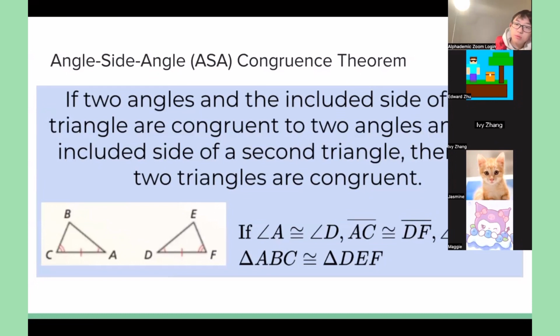As you can see, remember the most important part is that it has to be the included side. So the side between the two angles. It can't be this side, it can't be this side, it can't be this side. It has to be the side that is between the two angles for you to invoke the angle side angle congruence theorem. You have to remember that so you don't make the mistake of using the wrong one or using it when you shouldn't.